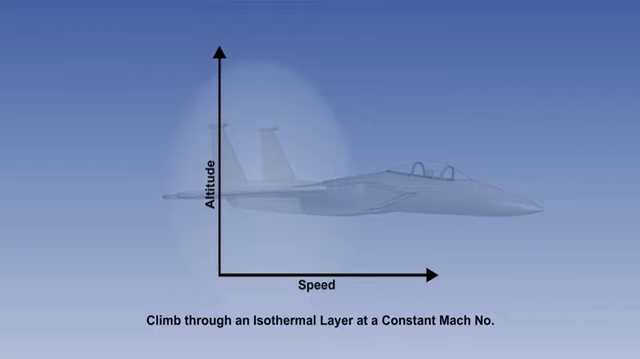Suppose our aircraft now has to climb through an isothermal layer at a constant Mach number. An isothermal layer is a layer of air where the temperature of the air does not change with altitude, so applying the same logic we applied to the inversion, let's see what will happen to the CAS, TAS and Mach number relationship. We know the temperature of the air will not change. Therefore, the LSS will not change, and neither will the TAS, if the Mach number is to remain constant.